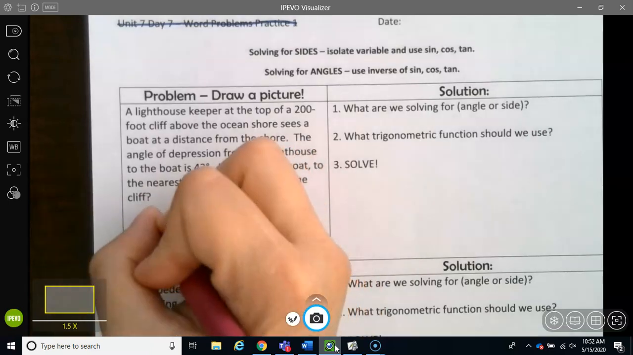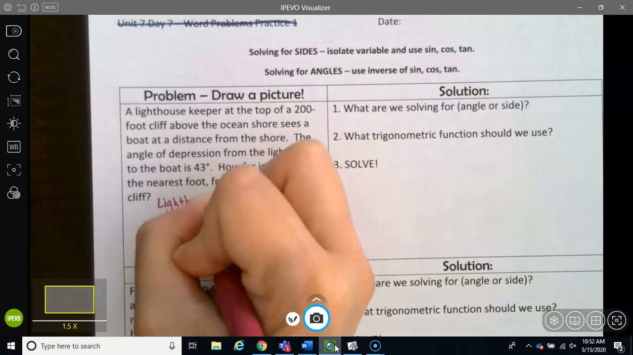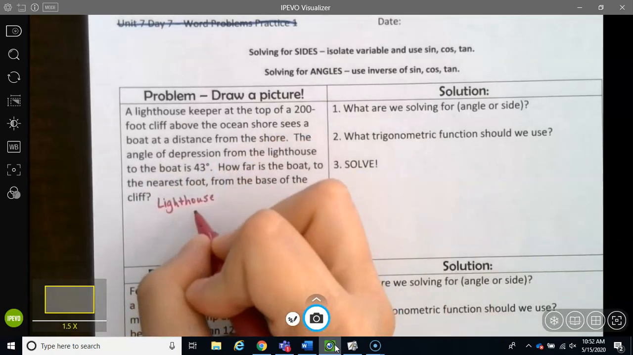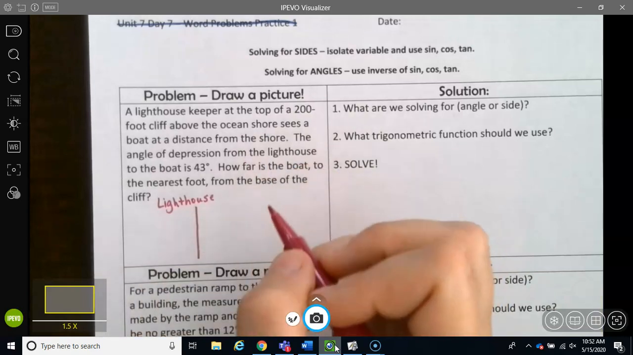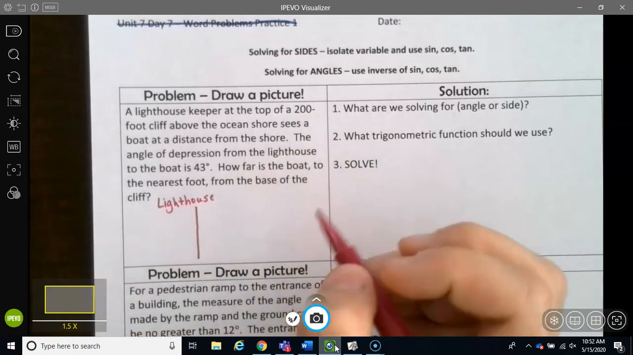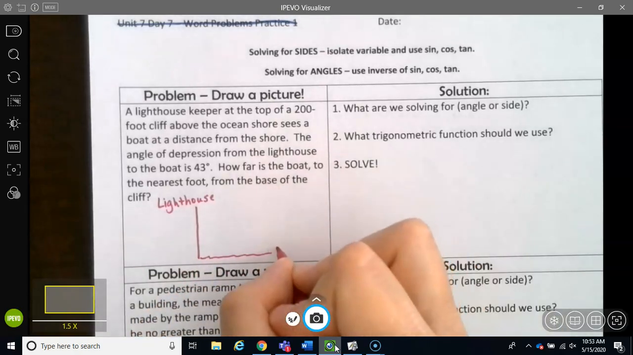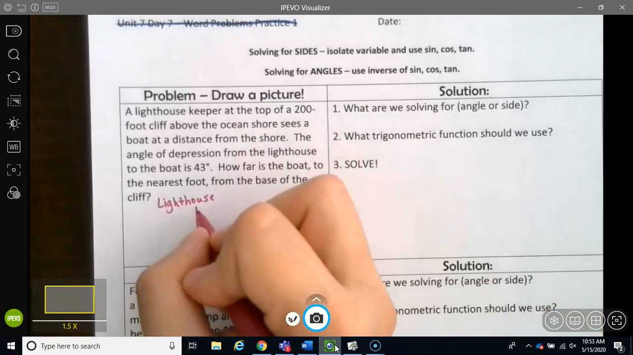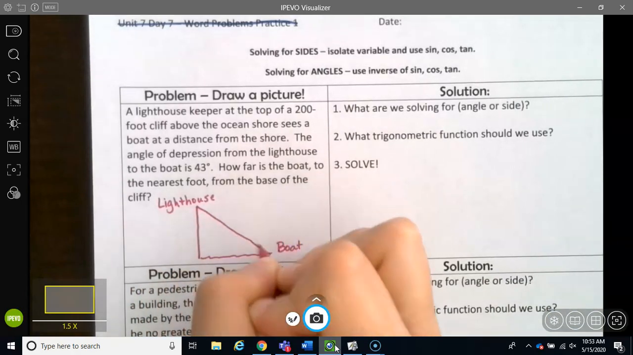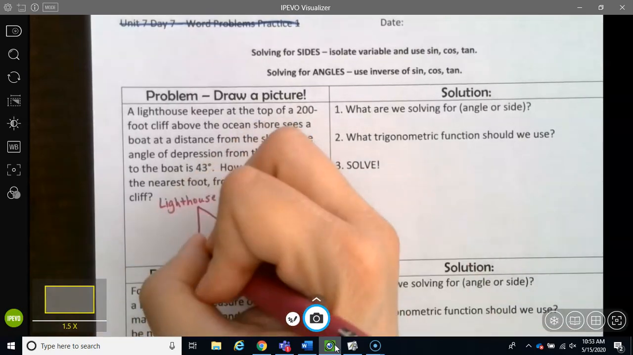So we have a lighthouse at the top of a cliff, okay? And then there's a boat in the distance. Here's the water. And then we have our boat. Okay? Where the water meets the cliff, they meet at a 90-degree angle. So here comes our triangle. And this was the cliff.